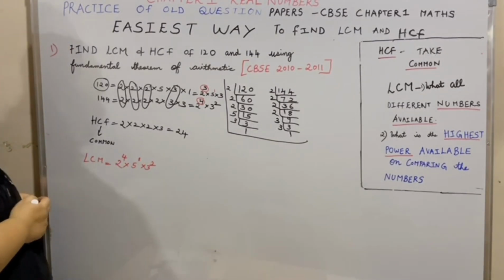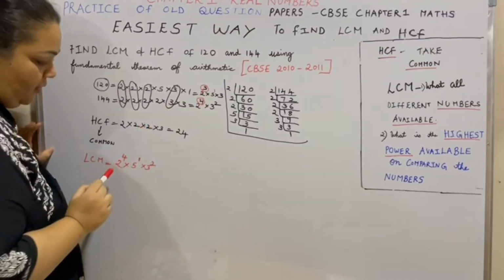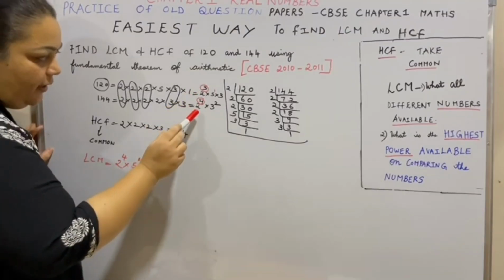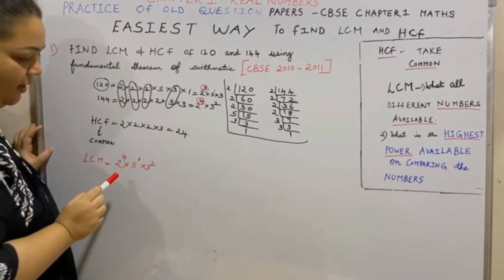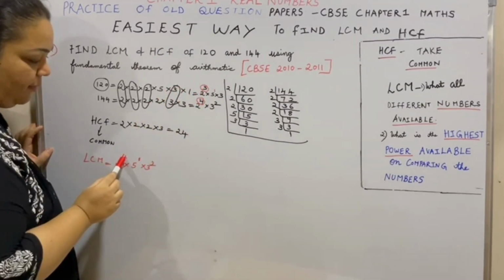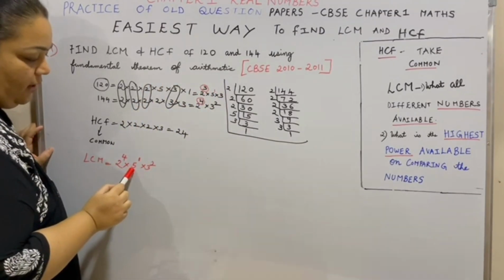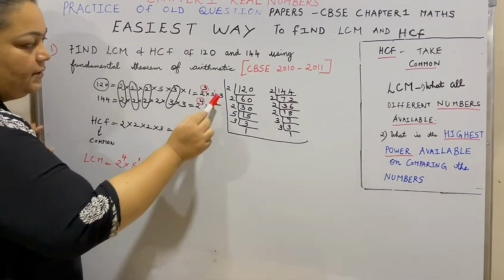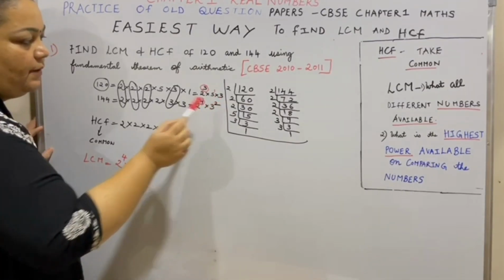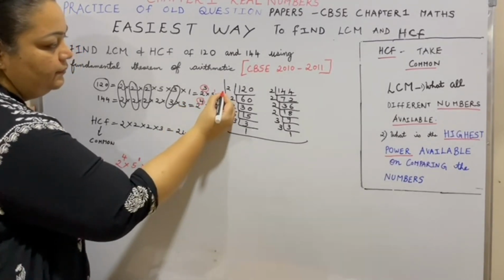In LCM, what do you have to do? First write the separate numbers: 2 we saw, 2 we wrote; 5 we saw, 5 we wrote; 3 we saw, 3 we wrote. On comparing both, you have to write the highest power. For 2, 4 is the highest power, so I wrote 4. For 5, only 1 is there, so 5 to the power of 1. And for 3, the highest power is 2, so 3 to the power of 2.